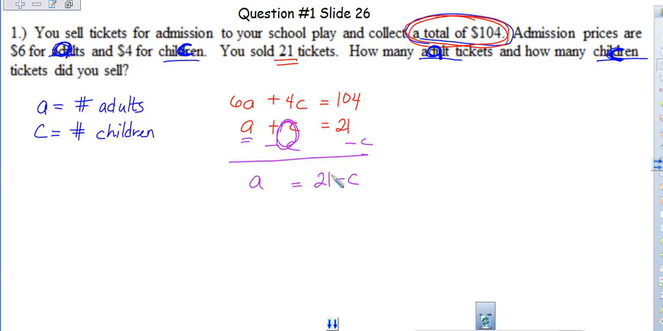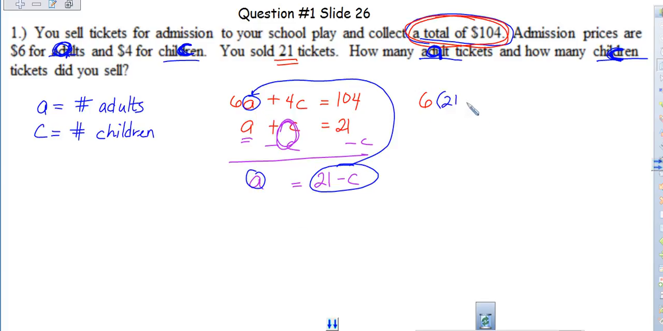So then what I can do is I can take what A equals right here, and this A and this A are the same A. So I can take this and plug it in for the 6A right here, just for the A though. Okay? So I'm going to rewrite the equation, and then when I get to A, instead of writing A, I'm going to put parentheses 21 minus C. Okay? And then I'm going to keep going. Plus 4C equals 104. Okay?